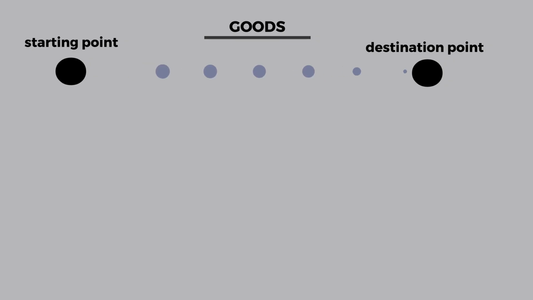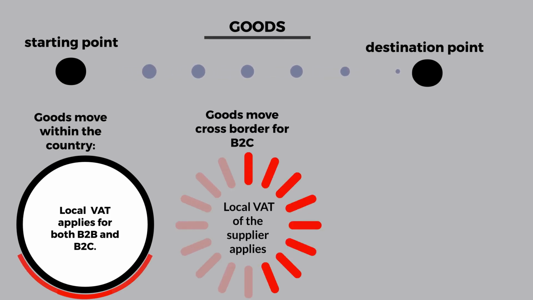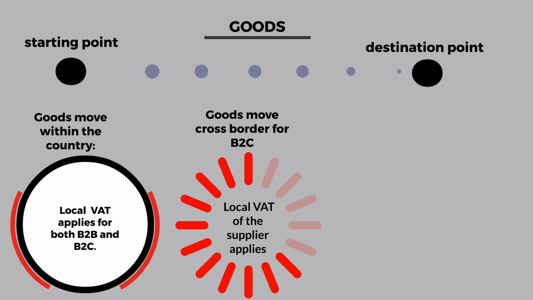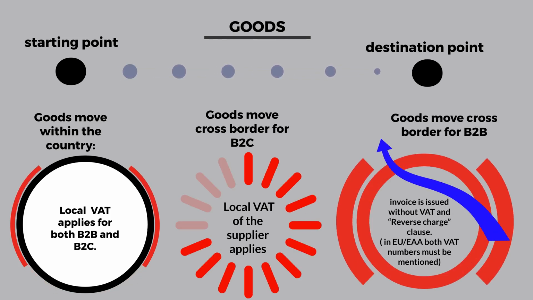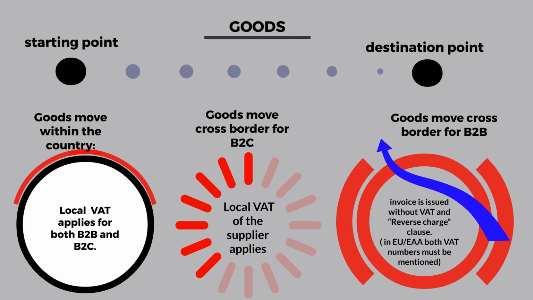Let us first look at the supply of goods. Here, the movement of the goods is relevant, and there is always a starting point and a destination point. If goods are moving locally within a country, the local VAT of the country applies, both for B2B and for B2C. If goods move cross-border for B2C, then the local VAT applies, as long as thresholds are not exceeded. If goods move cross-border for B2B, then the invoice is issued without VAT and with reverse charge clause.